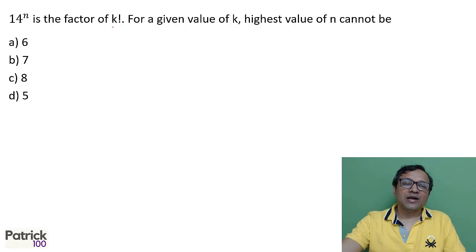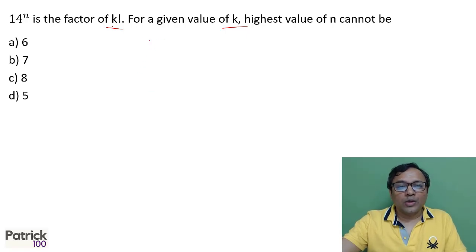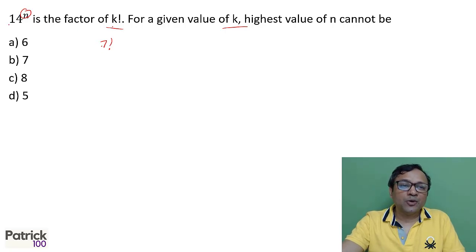14 raised to n is a factor of k factorial. For a given value of k, the highest value of n cannot be... Now let's take something. Let's say if I take 7 factorial, the number of values of n will depend upon 7, because 14 is 2 into 7 raised to n. Any factorial will have many 2's, so it depends on 7.